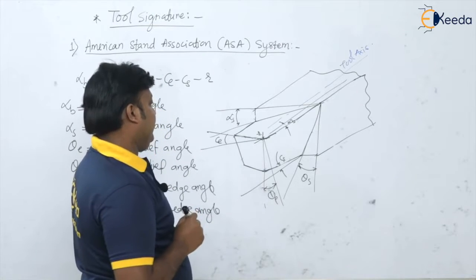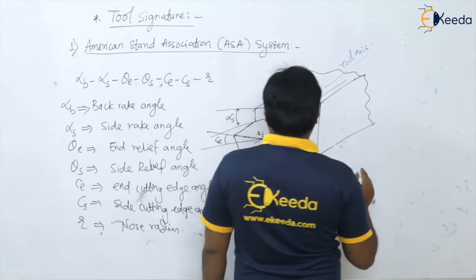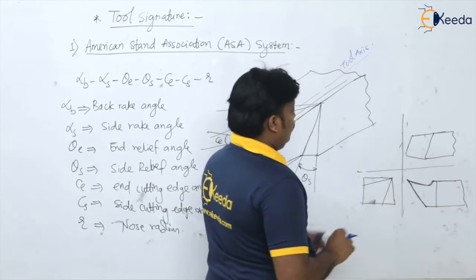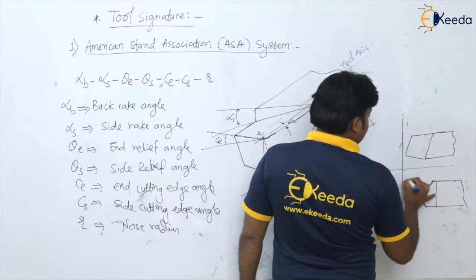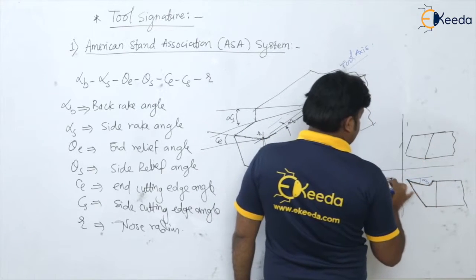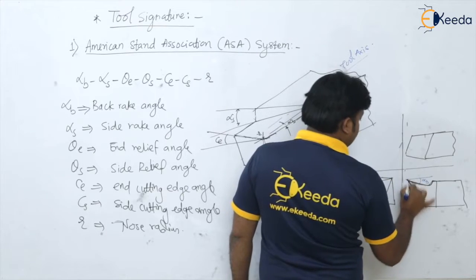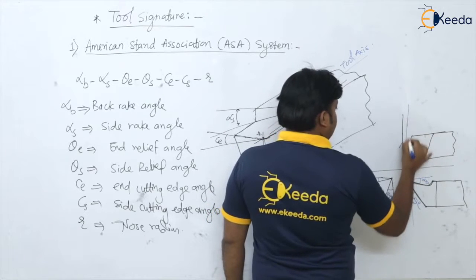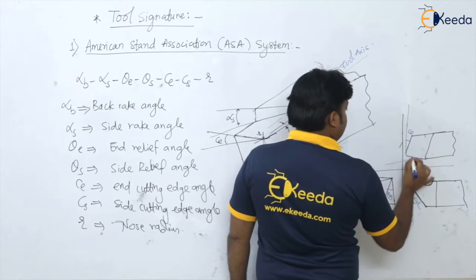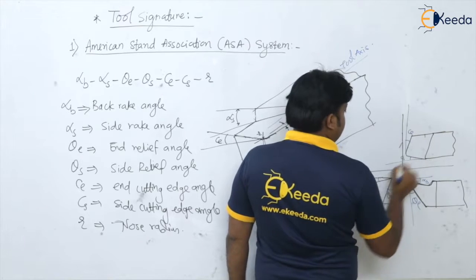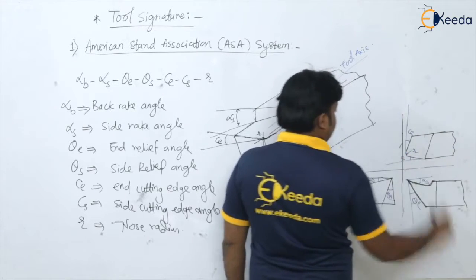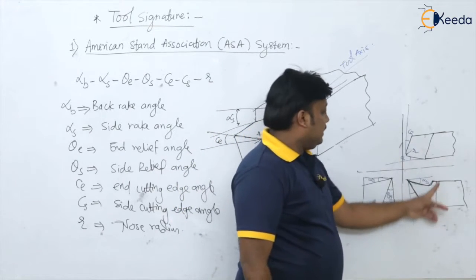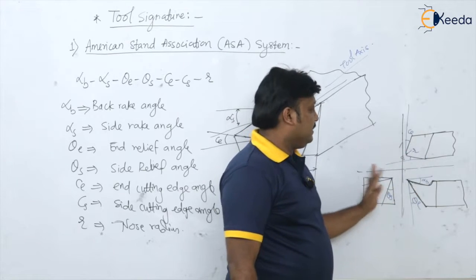ASA system. Okay. So on this orthographic view we can have here, this is the back rake angle alpha B, this is the side rake angle alpha S, this is the end relief angle, this is the side relief angle, this is end cutting edge angle, this is side cutting edge angle, and nose radius is R. Okay. So these are the angles which we have in the ASA system.